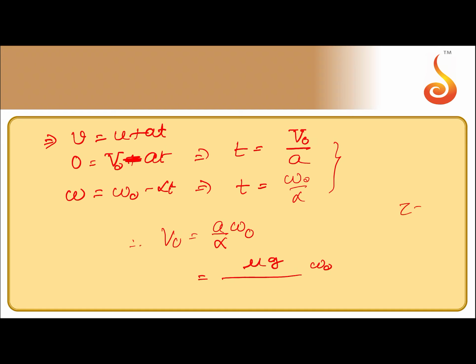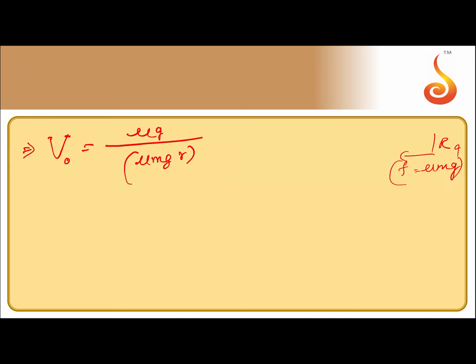Alpha. Tau is equal to I alpha, so alpha must be equal to tau divided by I. Let us simplify this one. So v naught is equal to, what do we have? Mu g divided by mu mg into r. What is that? Force of friction, and this distance is r. So the torque is equal to F into r. F is nothing but mu mg. Mu mg into r gives me the torque, divided by I.